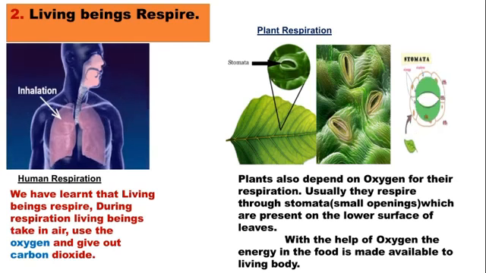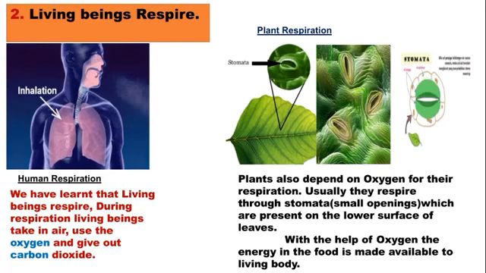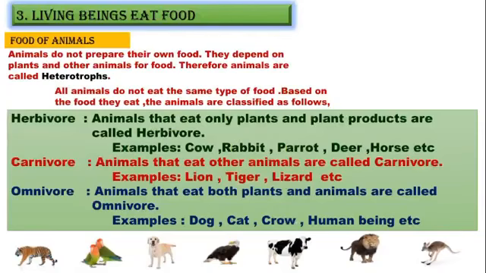The third point is living beings eat food. Here also we can see food of animals and plant food. Now, food of animals. Animals do not prepare their own food. They depend on plants and other animals for food. Therefore, animals are called heterotrophs.